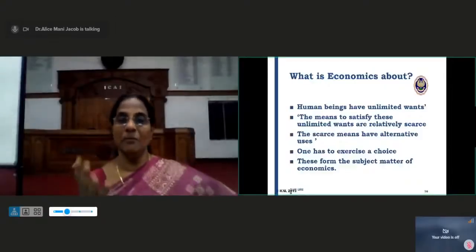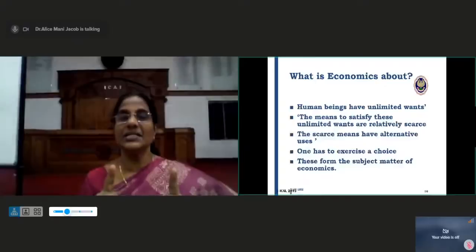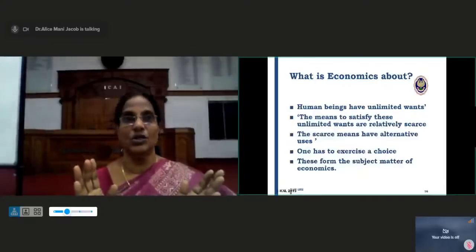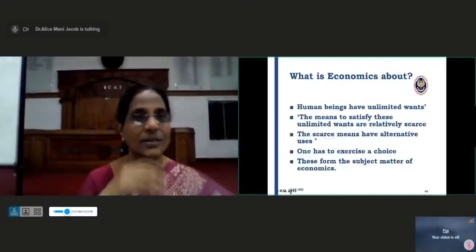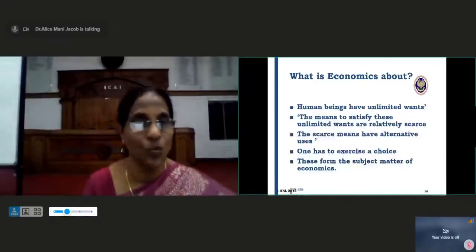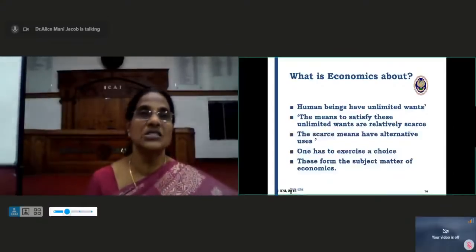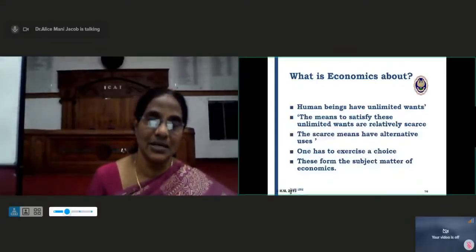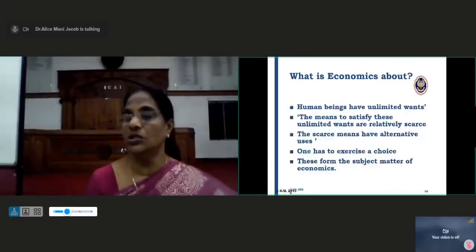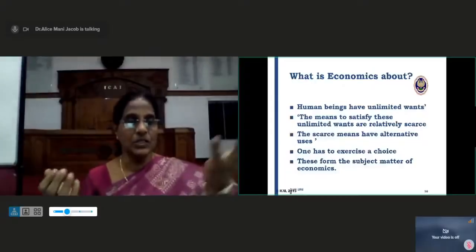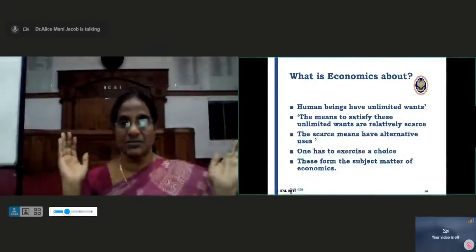Now let's go and put it in theory. We know human beings have unlimited wants. Nobody can dispute that. We have unlimited want. Nothing wrong in having unlimited want. I have unlimited wants. You have unlimited wants. Every society, every group of people, they have unlimited wants. But the means, if wants are this much, means to satisfy is only this much.